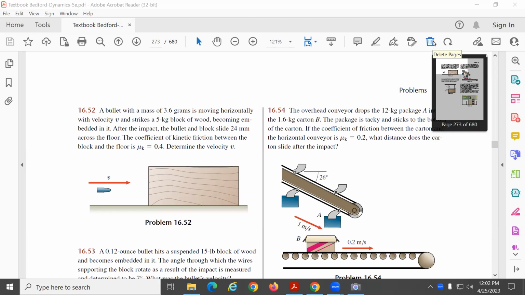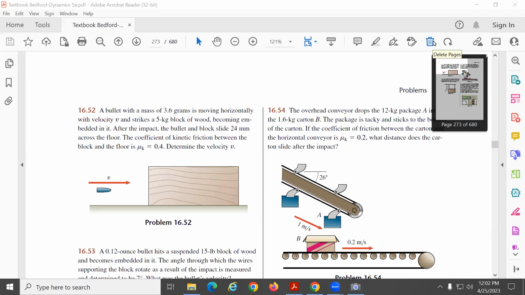All right, so let's do 1652. A bullet with a mass of 3.6 grams is moving horizontally with a velocity v, which looks like it's not given, and strikes a 5 kilogram wood block, so M sub W, M sub B, the bullet becoming embedded into it.